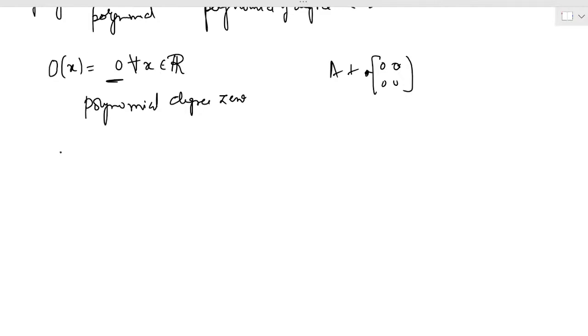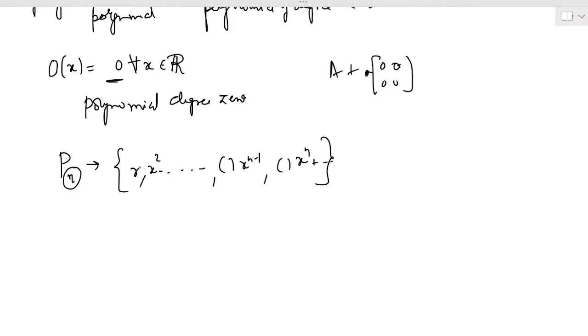Whenever I'm saying polynomial of degree less than or equal to n, what does it imply? It implies I'm talking of polynomials in x raised to power n, which will contain all those terms. It implies that I can have polynomials of degree n minus 1. It implies that I can have polynomials in x square. It implies that I may have a linear polynomial. It implies that I may have a constant also.